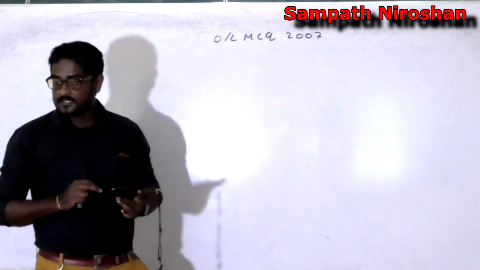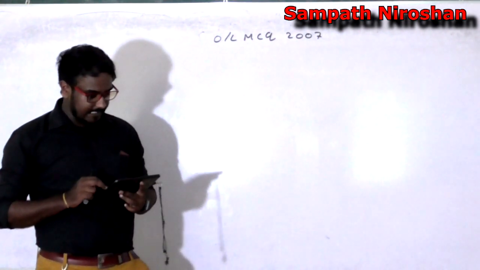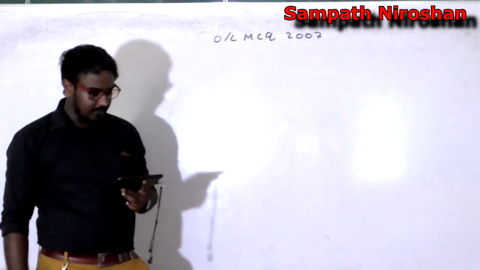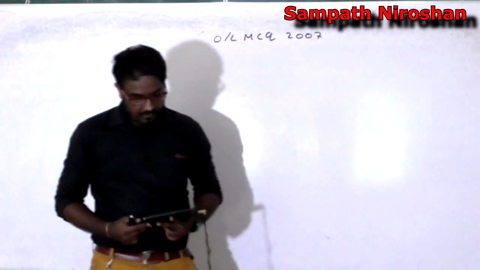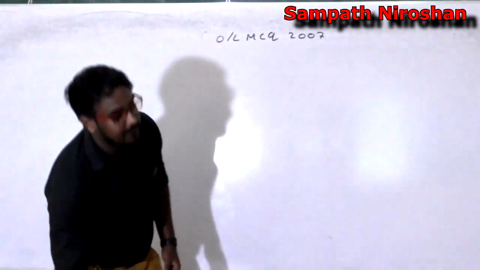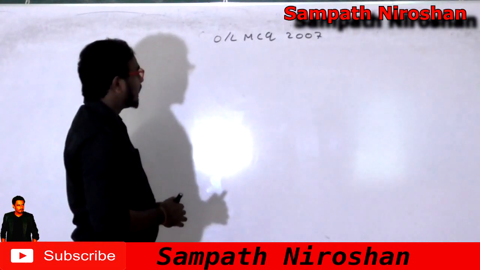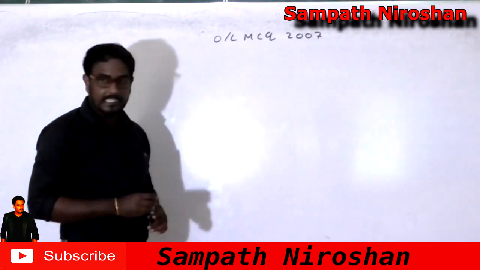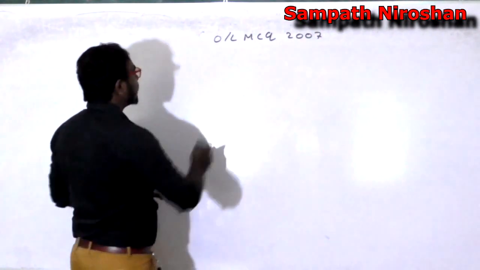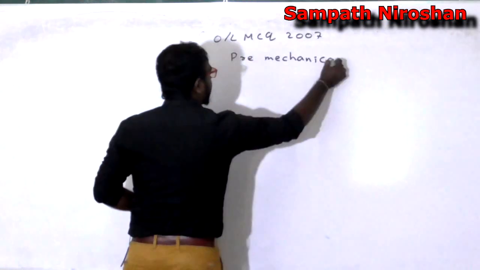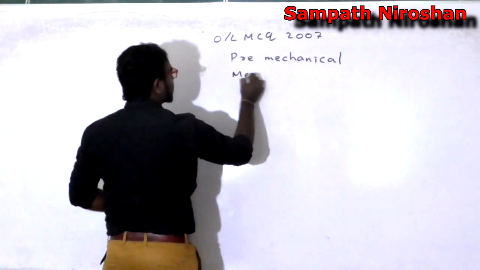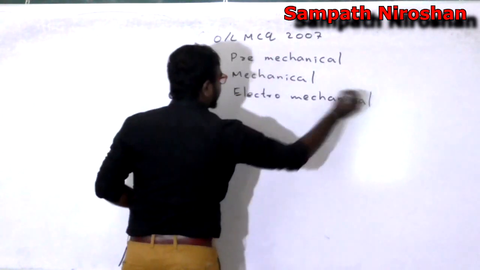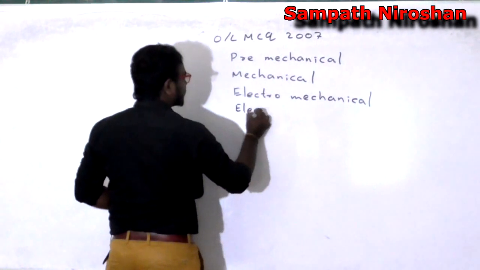MCQ 2007 second question. My question right here is: first generation, 1G or 1gen computers, were based on what? Now, if you see the history of computers, history is divided into 4 eras. Are you aware of that? We have the pre-mechanical era, the mechanical era, then the electromechanical era, and then the electronical era.